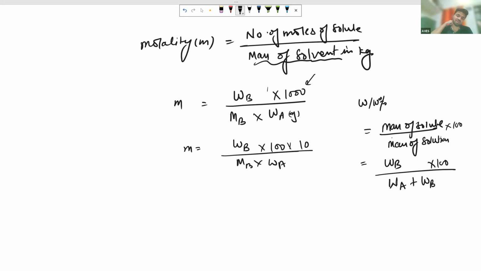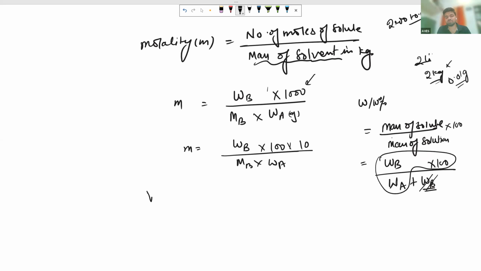Now, for a dilute solution, the mass of solute in the addition we sometimes neglect. For a very dilute solution, for example you have 2 kg of solvent and in this only 0.01 grams of carbon dioxide is present, so when you are adding 2000 plus 0.01, it is negligible.